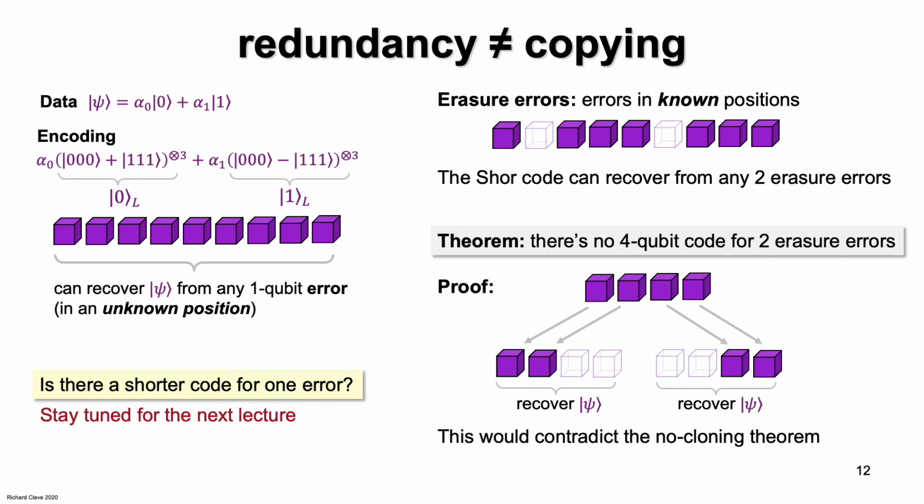The 9-qubit code does not contradict the no cloning theorem, because if you take 7 qubits to recover the data, then the 2 qubits that remain are not enough information to recover a second copy of the data. In fact, any 2 qubits will contain absolutely no information about the data in that code.